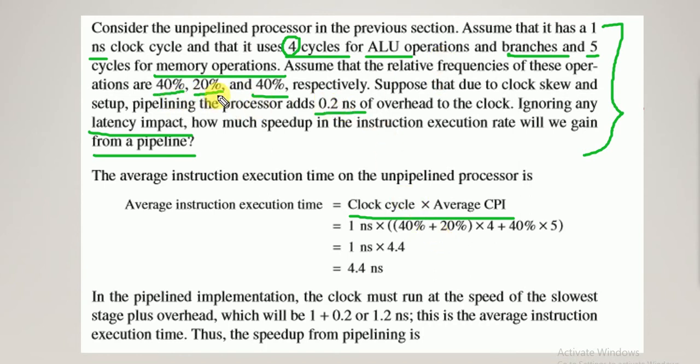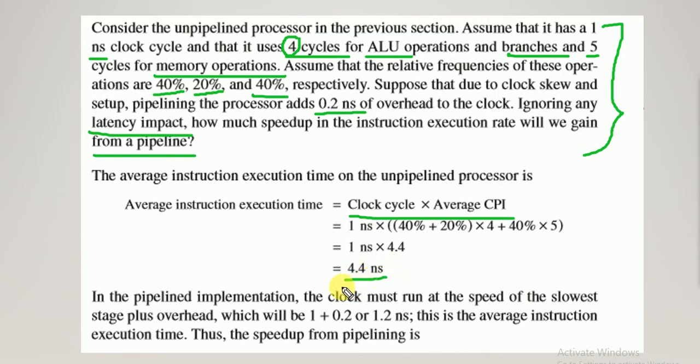40% for ALU and 20% for branch, and 4 clock cycles are utilized by ALU and branch. So 40 plus 20, that is a total of 60%, into 4 clock cycles, plus the remaining 40% is having 5 clock cycles, that is for memory operation, 40% into 5, which is equivalent to 1 nanosecond. After evaluating this, we are getting 4.4, which is equivalent to 4.4 nanoseconds.